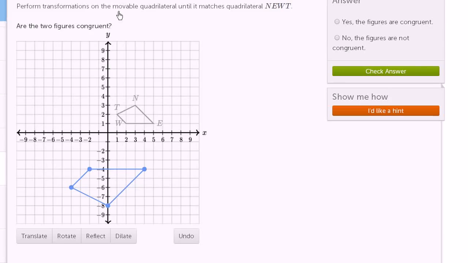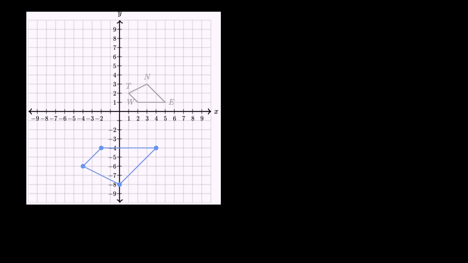Perform transformations on the movable quadrilateral until it matches quadrilateral NEUT, quadrilateral newt right over here. Are the two figures congruent? So we have our little tools here, but I'm actually going to do it on my scratch pad first to think about how we might want to transform it.